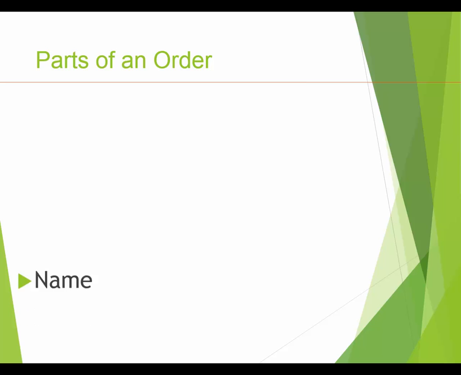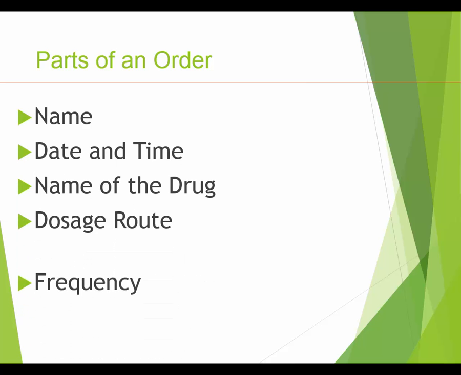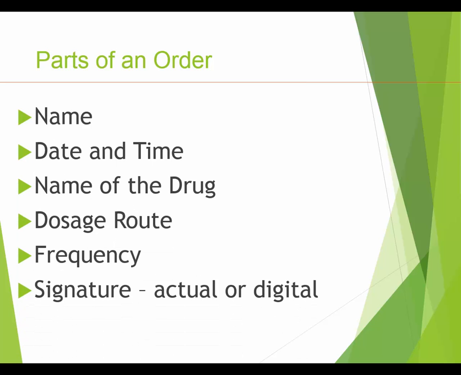Parts of an order. Okay, first, patient's name, date and time, name of the drug, dosage, route, frequency, and a signature, actual or digital signature. Patient's name, you guys, there's going to be more than one Joe Jones on your unit sometimes. I've seen some pretty bad mess ups because people were just going by the name. So the information on the chart needs to be the patient's name along with that account number and so on and so forth. All those things you learn about Miss Demas that you have to check.